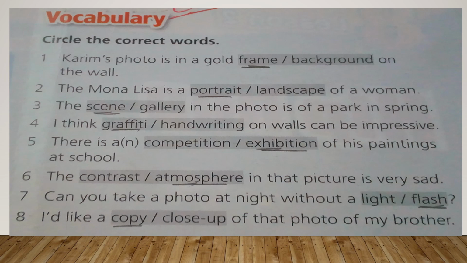It's a portrait because we said a portrait is a painting of a person and the Mona Lisa is a person. We can't have portraits of landscapes, right? Landscapes like sunset or sunrise, but the Mona Lisa is a person, so it's a portrait. 3. The in the photo is of a park in spring. The scene, excellent. The scene in the photo is of a park in spring. 4. I think graffiti or handwriting on walls can be impressive. I think graffiti on walls can be impressive.